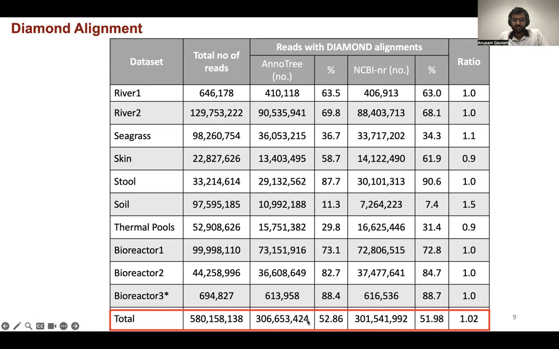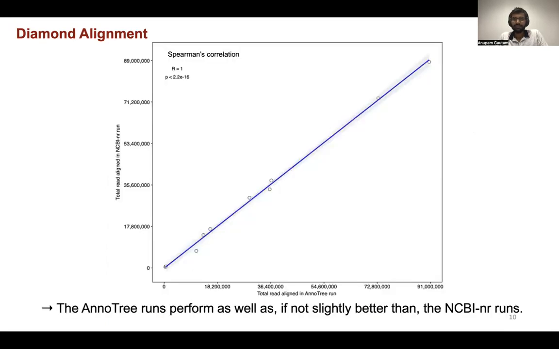As you can see over here, in total Diamond was able to align more than 300 million reads against the AnnoTree database, and around 301 million reads against the NCBI database. So in general, Diamond was able to align 2% more reads against the AnnoTree database.